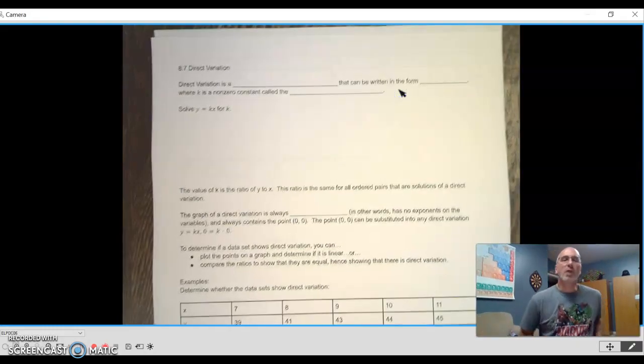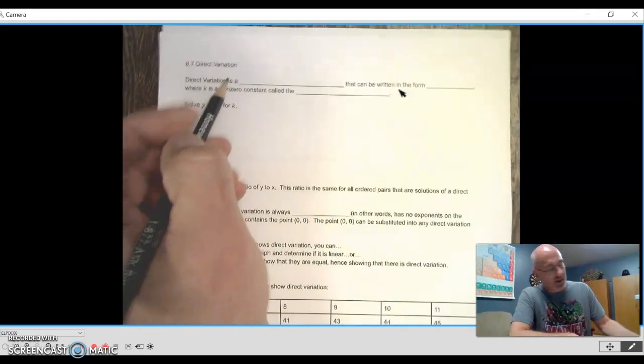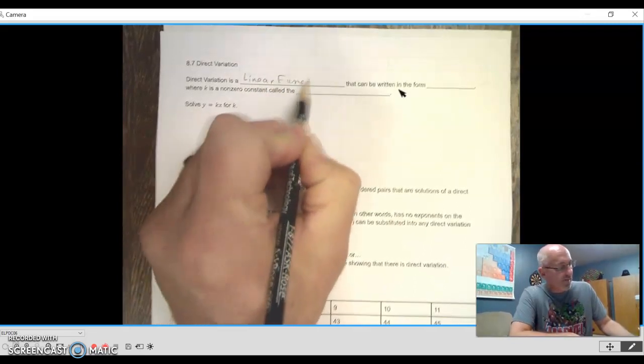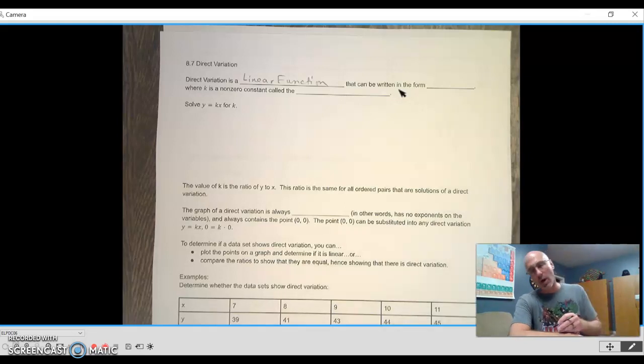So today we will be talking about direct variation. And direct variation is a linear function. Linear means it is a straight line. A function means if I put in one value for, say, x, I will get out a y, and one and only y. That's what a function is.